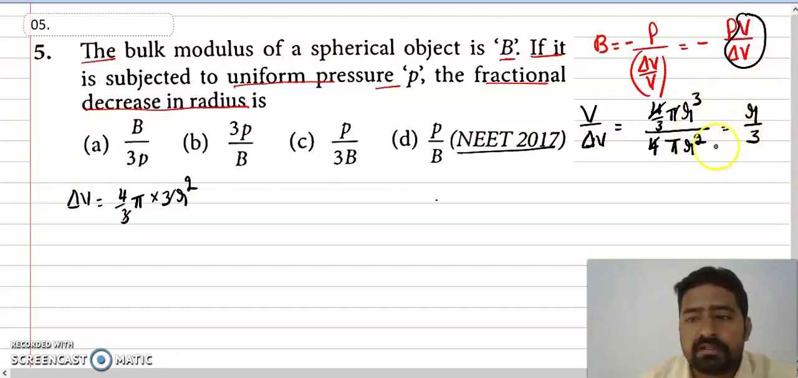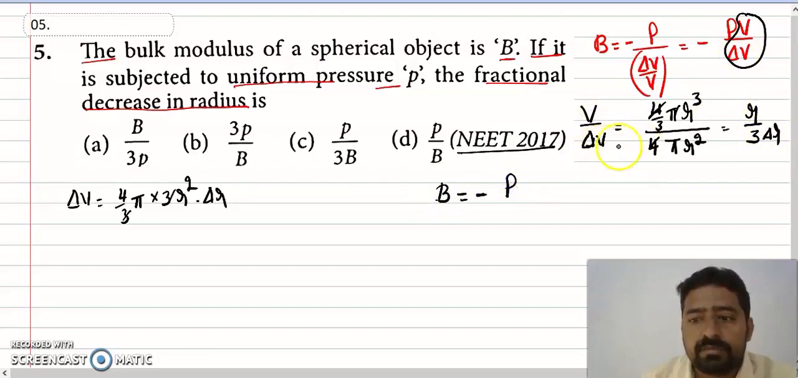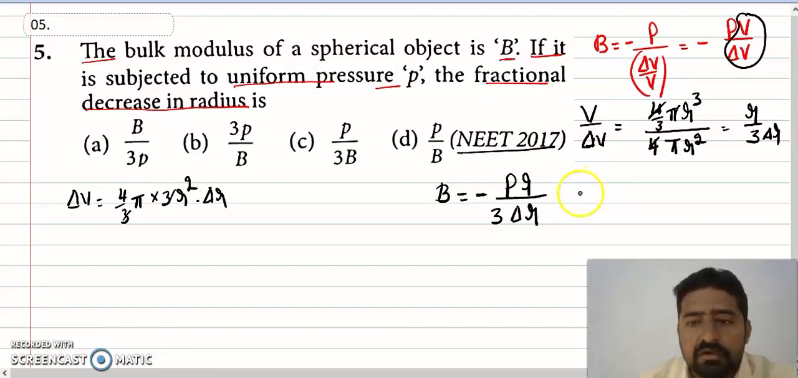So r divided by 3, that is delta r, into what? Into delta r. Okay, so now put this value: the bulk modulus is equal to minus P into V divided by delta V. So V divided by delta V means R divided by 3 into delta R. Okay, so look at this one, which is the right answer for this question.